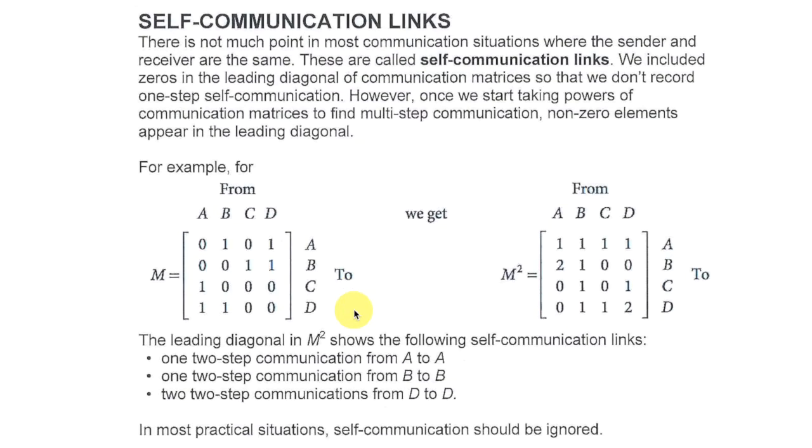Also, when we start squaring or cubing, raising the original M matrix to the power of 3, what you'll see is that we'll start having non-zeros going through the leading diagonal. For the most part, it won't make sense that we want to communicate with ourselves, or that computer A would want to communicate with computer A. It'll be illogical, and therefore we should, in most cases, ignore the values shown on this diagonal.